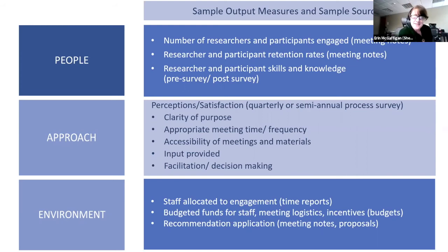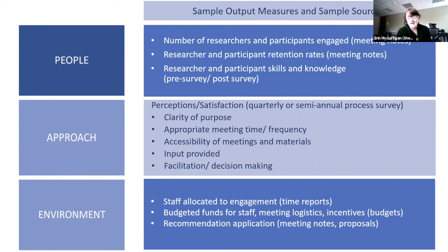Environment, that's the last bucket, and some things to think about there. Do you have staff allocated? Can you see that in time reports? Maybe it's volunteer, and that's perfectly appropriate, but just recognizing that people or resources are allocated to the process, and how much time. We heard that Jane was talking about trying to do that. We use our own time trackers here for our daily activities and are able to see how much time we spend on certain advisory boards.